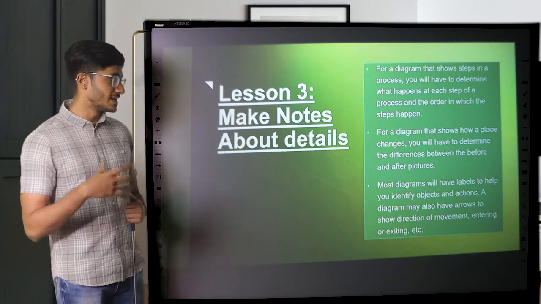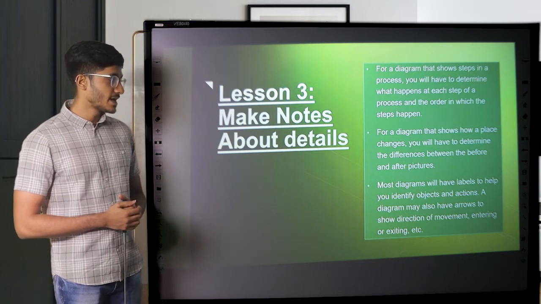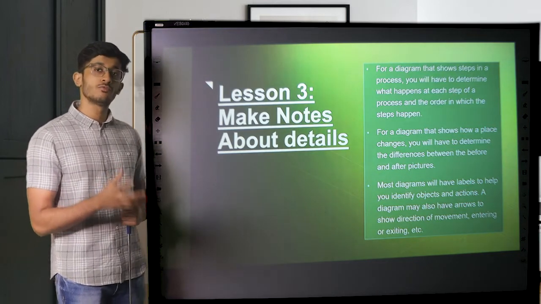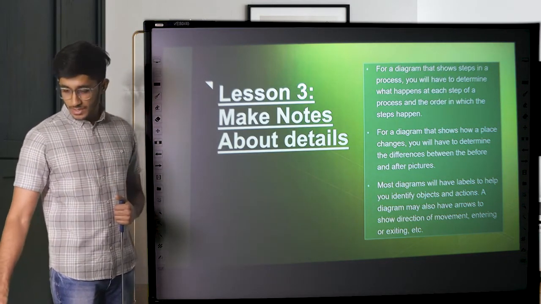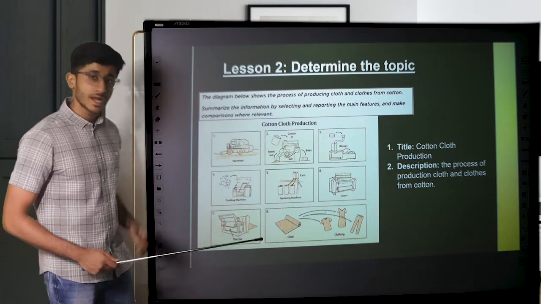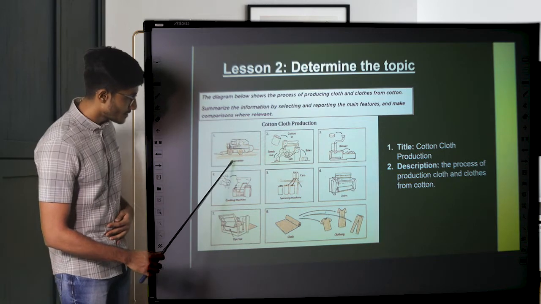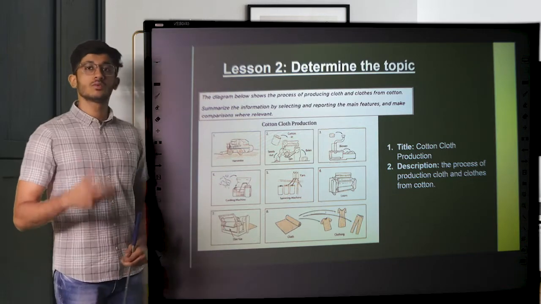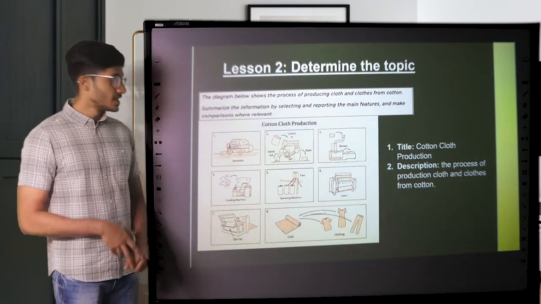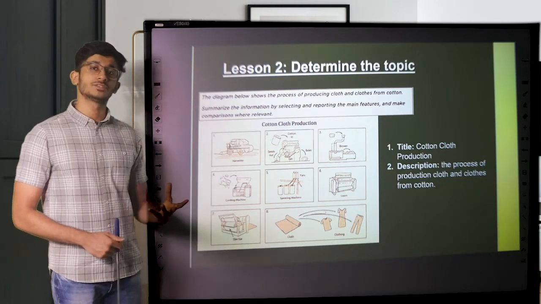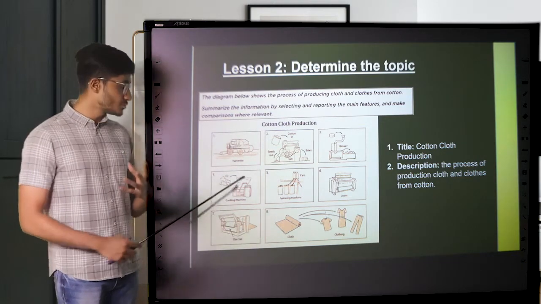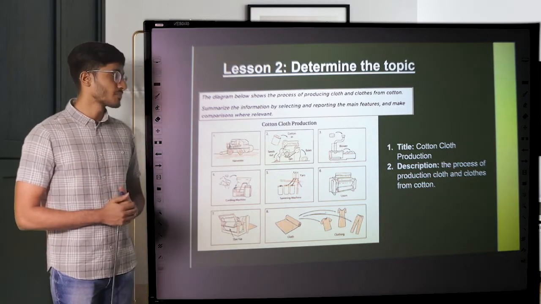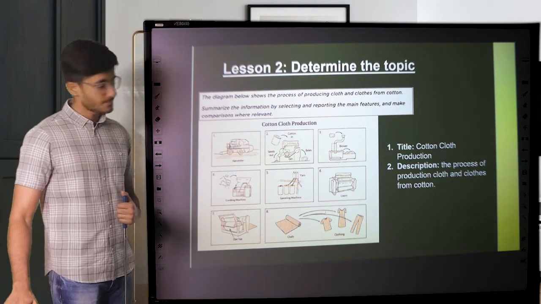And most diagrams will have labels to help you identify objects and actions. A diagram may also have arrows to show the direction of the movement of the process. So similarly, for example, here, most diagrams will have labels. As you can see here, there are labels under each step. So these will tell you what particular steps are about. Despite the pictures being self-explanatory, they have also given you titles to the individual pictures, which is going to help you understand what each step is talking about. And those are going to help you note down the details.